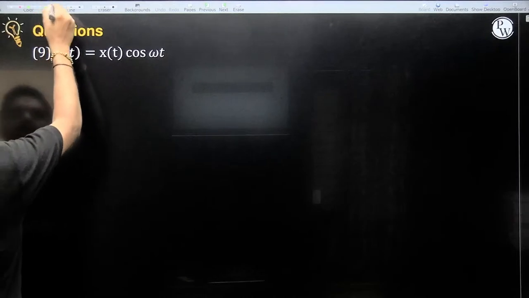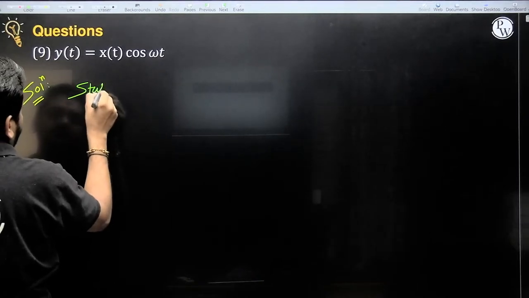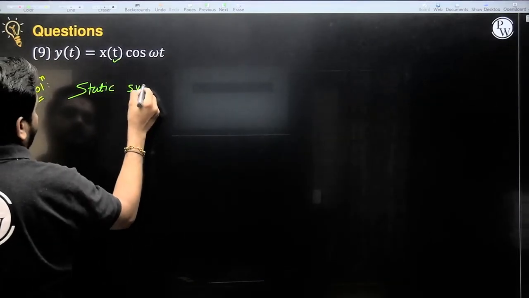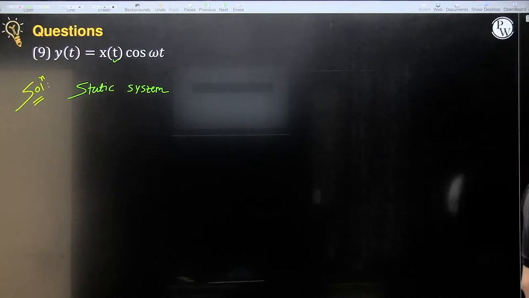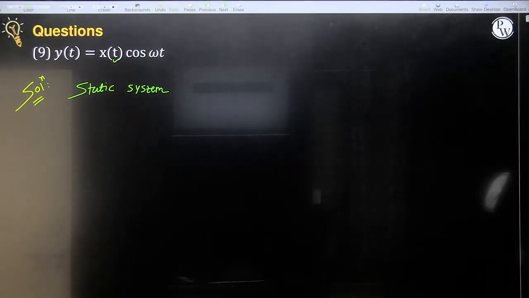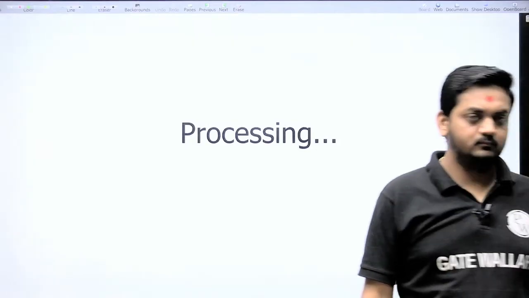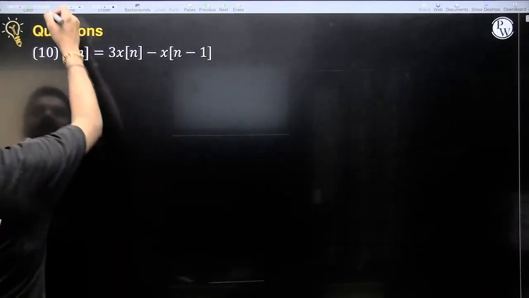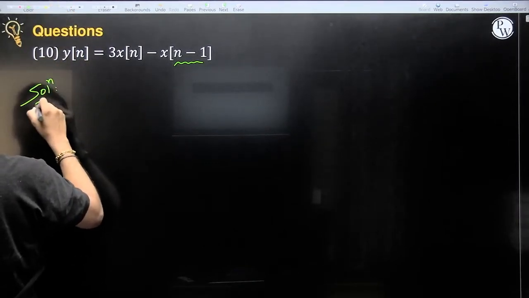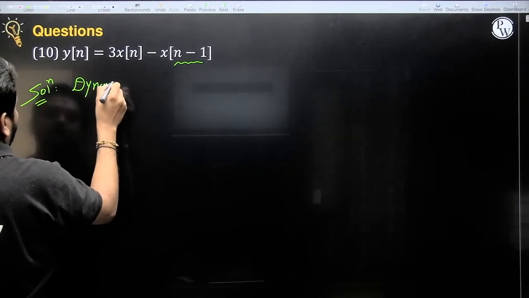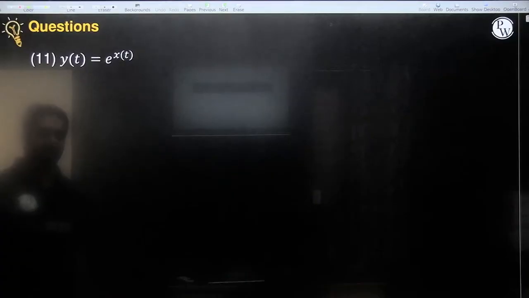Again, this is also static. No operation performed on the independent variable, also a static system, only t, that's why. Okay, static system, fine. Now here, see, delay, that's why dynamic system. Next, question number e power x of t.